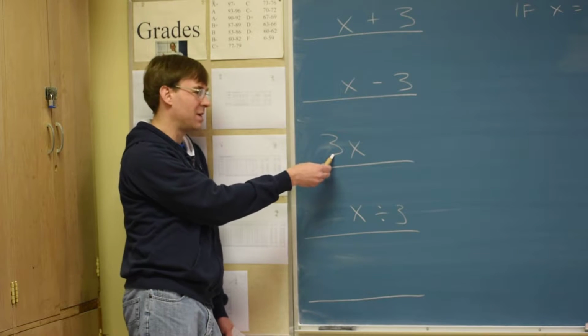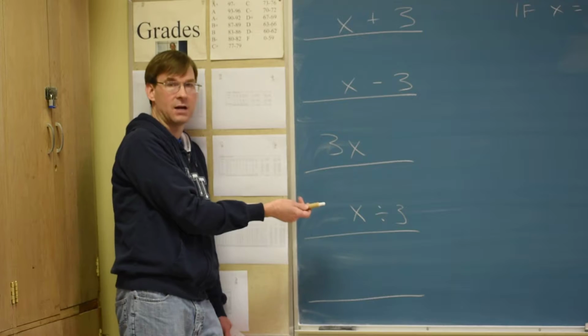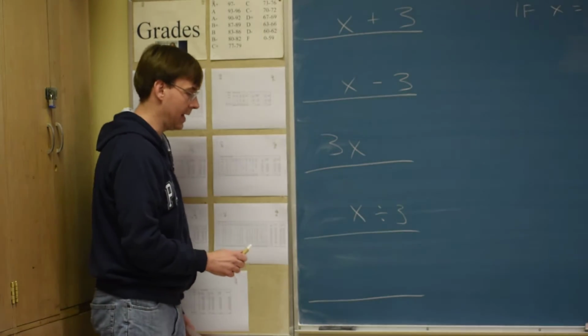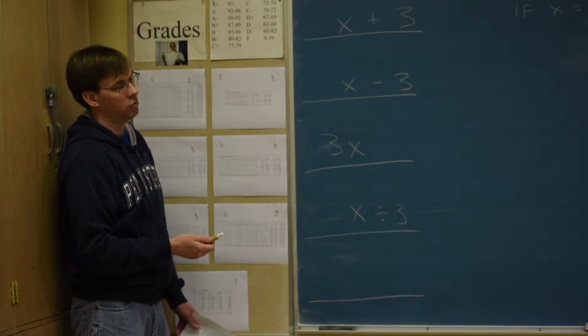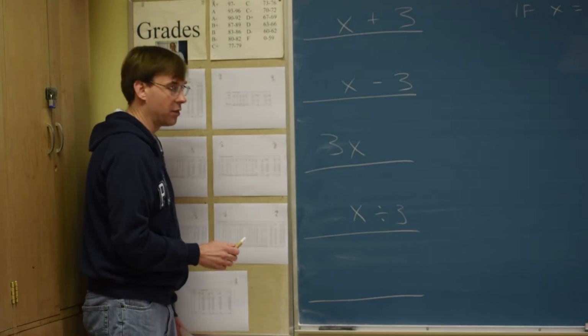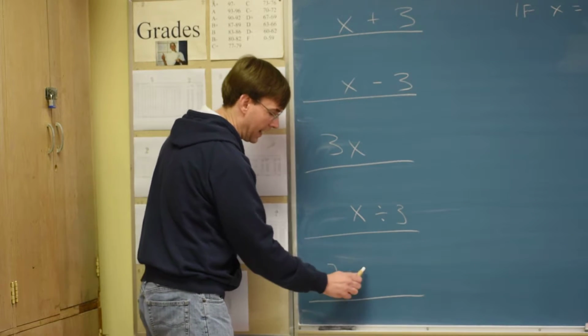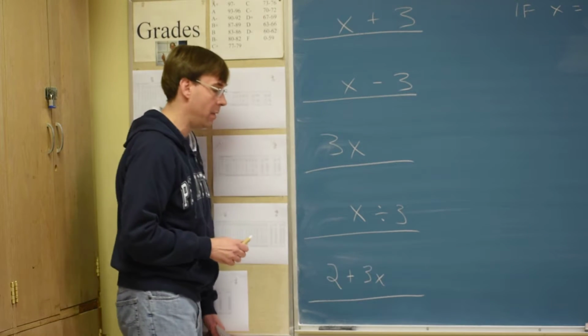I'm not sure why, but you don't see x3. You see 3x. Or I could do a combination of those things, like 2 more than 3 times a number. So 2 more than 3 times a number.